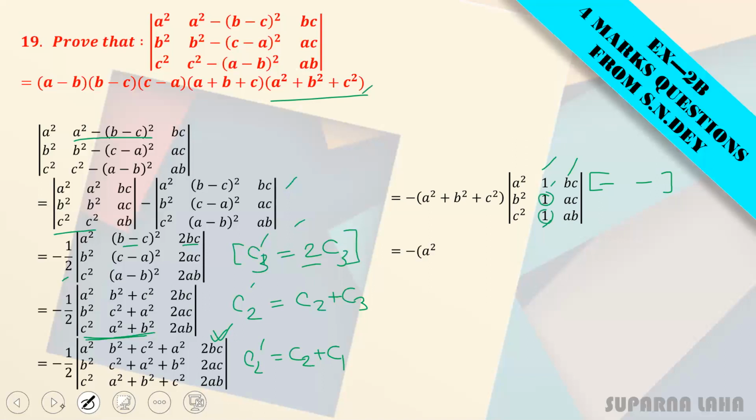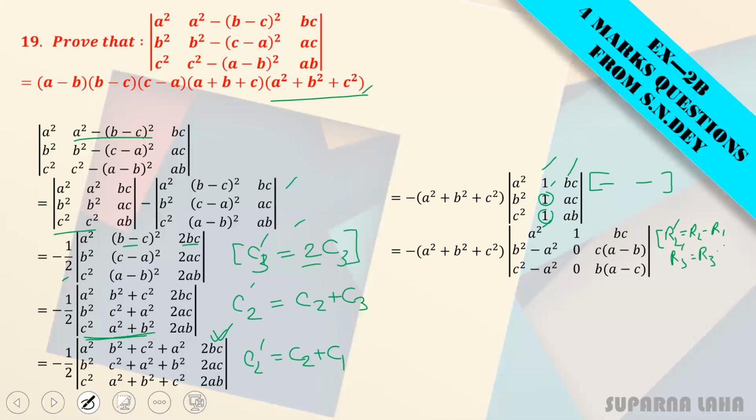Okay, so make it, that is minus of a square plus b square plus c square. So a square and then b square minus a square. So we are applying this, that is R2 dash is given by R2 minus R1, and R3 dash is R3 minus R1. Okay, so after applying this one, you can break this determinant with respect to this element. So break it. So you will find a square plus b, since this is term number a12, so that means minus 1 will come.